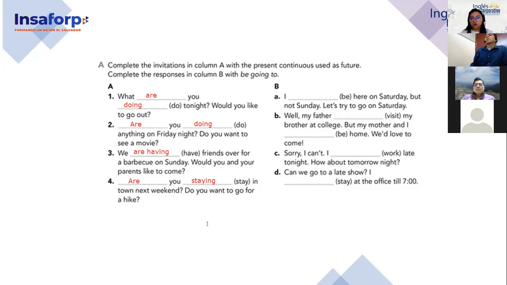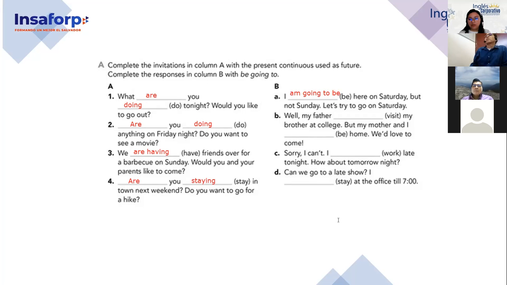Okay. Todos los verbos van con ing. But on the other hand, whenever I have this exercise in column B, they are asking me to complete using be going to. Ahí mi verbo no se va a conjugar. Sujeto, verbo to be, going to. ¿Cuál es el verbo que tengo ahí? Be. Bien. I am going to be here on Saturday, but not Sunday. Let's try to go on Saturday.